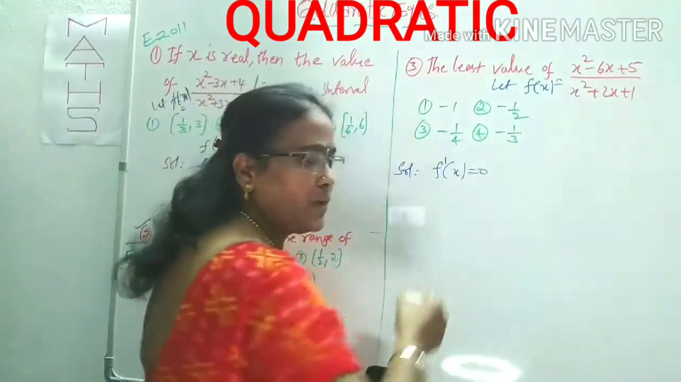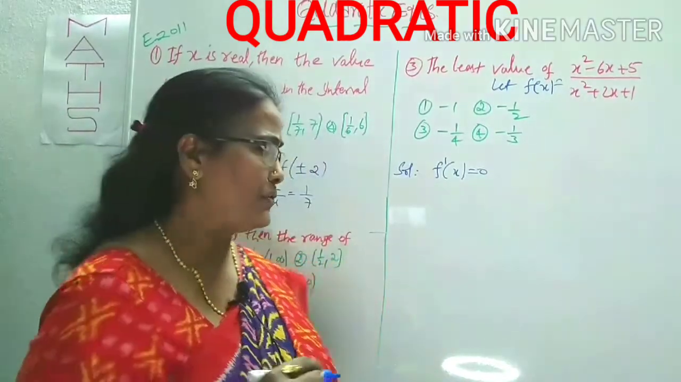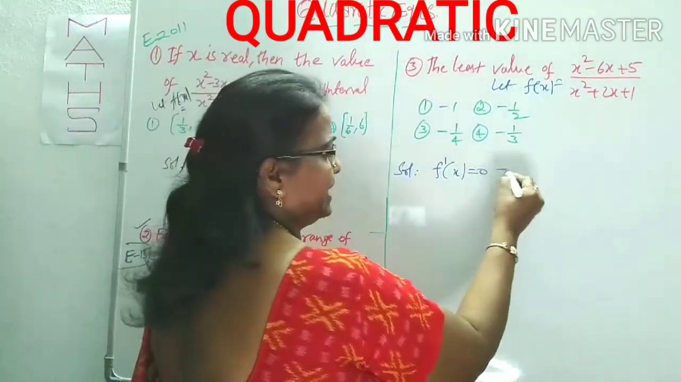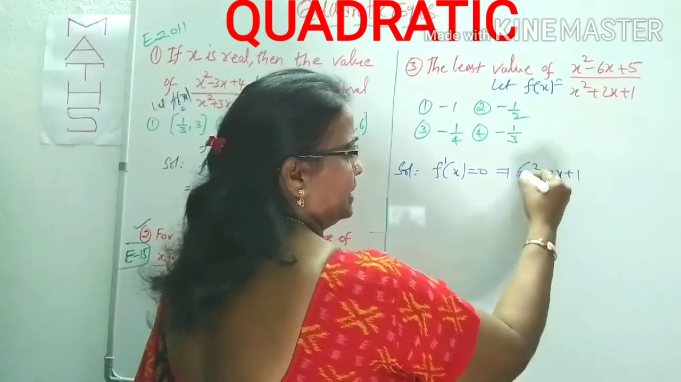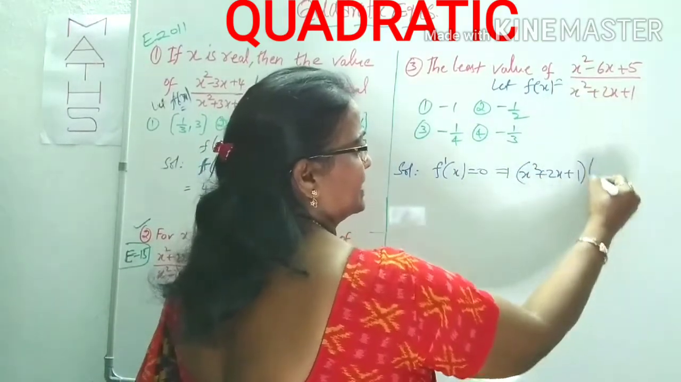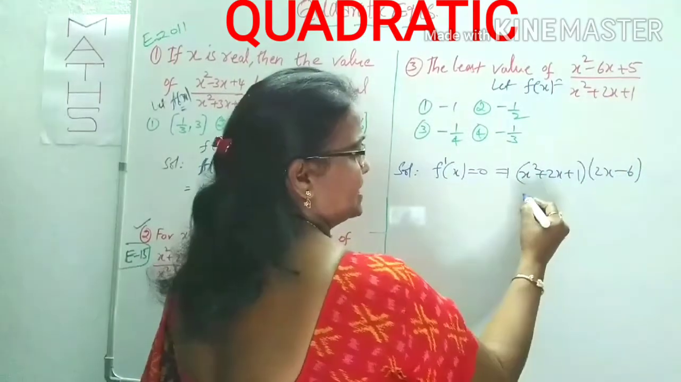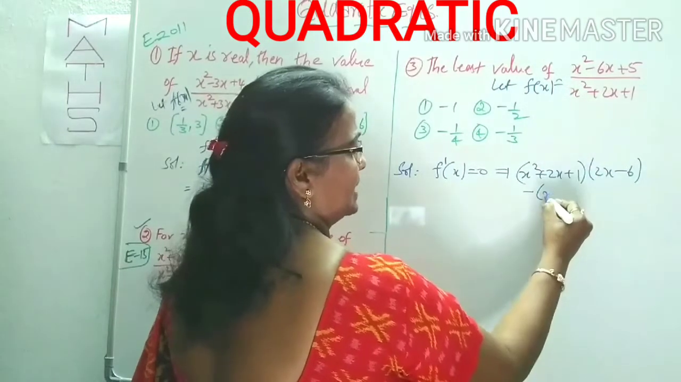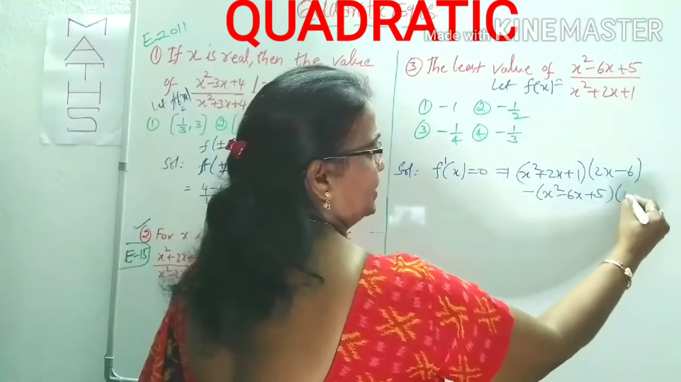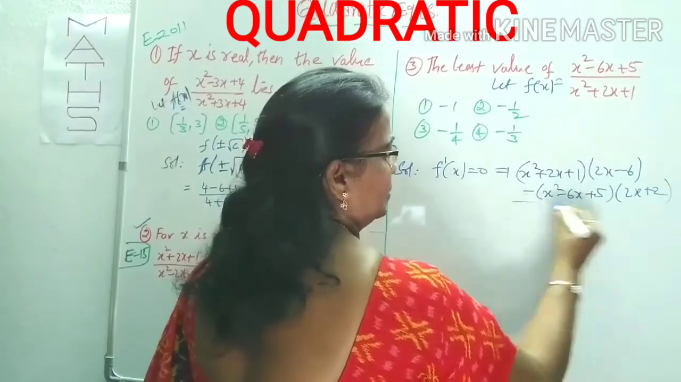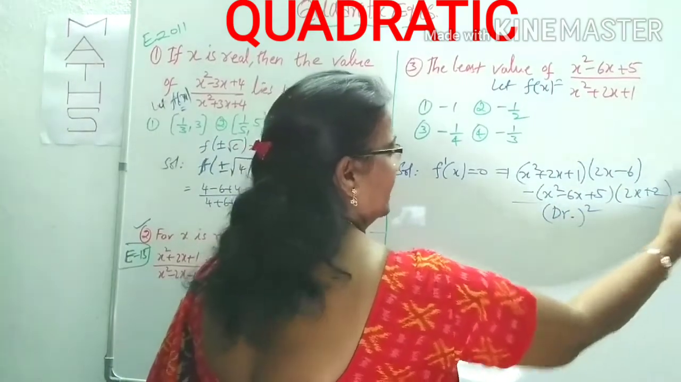To find its derivative, what is this form? That is in the form of u by v rule. How can you use the u by v rule? v into u dash minus u into v dash by v square. v is x square plus 2x plus 1, into the derivative of the numerator: x square derivative 2x, minus 6x derivative minus 6, plus constant 0, minus the numerator x square minus 6x plus 5 with the derivative of the denominator 2x plus 2, by v square, that is the denominator square, is equal to 0 we can take.